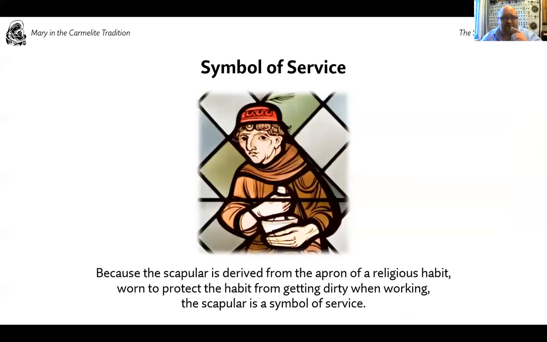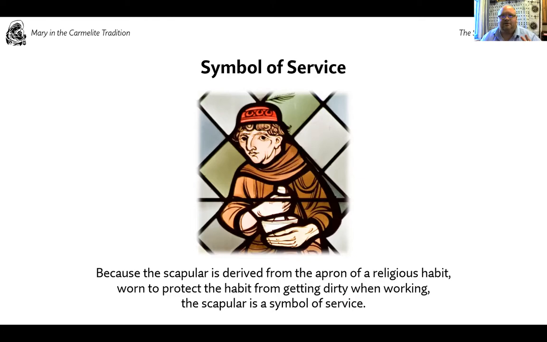It's also a symbol of service, because essentially it comes from the religious habit, and it's the apron that protects the tunic. If I'm going to cook a meal or paint or do something that might involve getting splashed with food or chemicals or whatever, I'll put an apron on or some protective clothing. And originally that's what the scapular was for on the habit. It's an apron to stop the tunic getting dirty when working. So it's also therefore a symbol of service, which I've represented with this stained glass image of a friar who's preparing perhaps a meal or some kind of medicine. This is from a Carmelite church in Germany. And his scapular is stopping his clothes from getting spoiled.